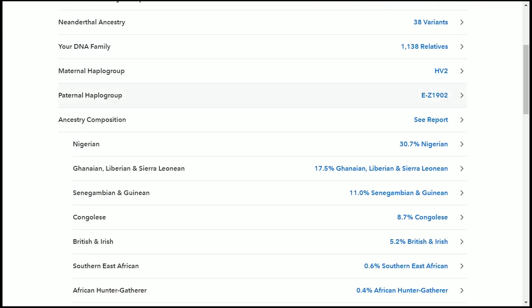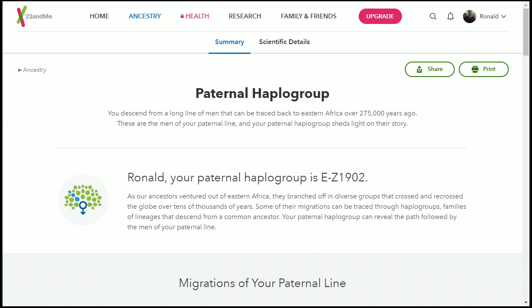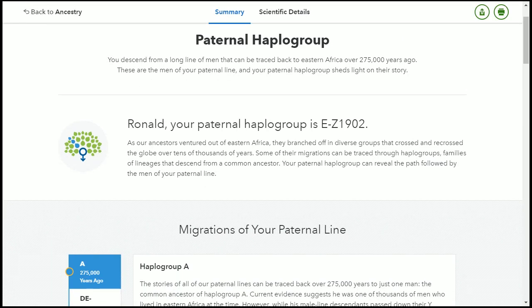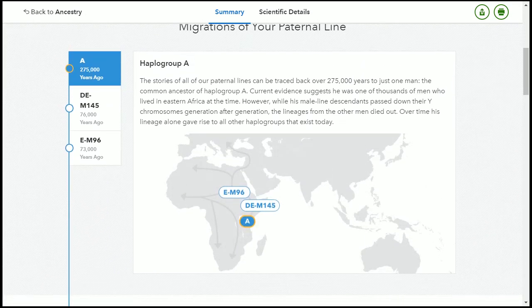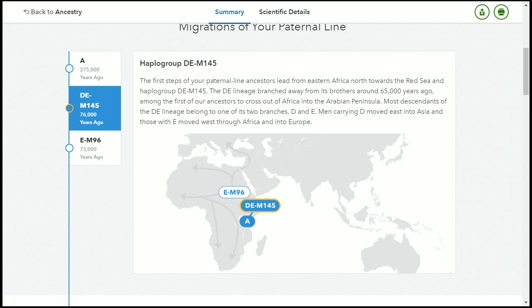We go to my father's paternal haplogroup. Okay, so this was something new. On other sites, I'm like an EM35, but they had numbers that I was used to looking at. So E-Z1902 was something new to me. But the story is the same. So, and then you can see DM145, you can see it right there, and EM96. Okay, so I'll go ahead and pause here. You can read that. We'll go ahead and go into DM145.